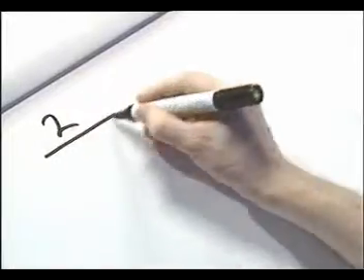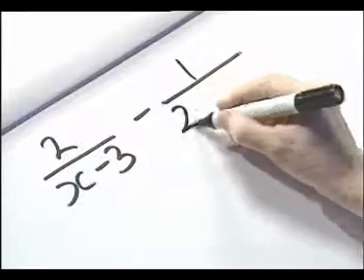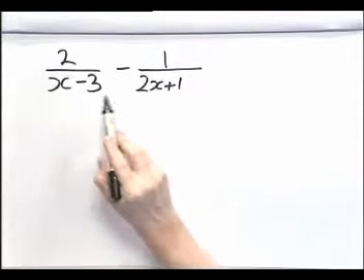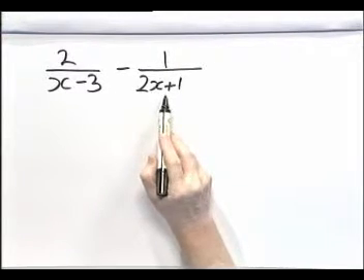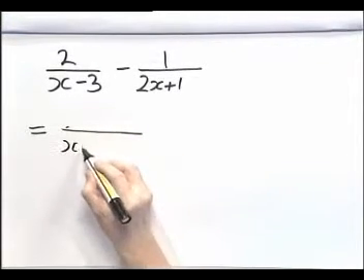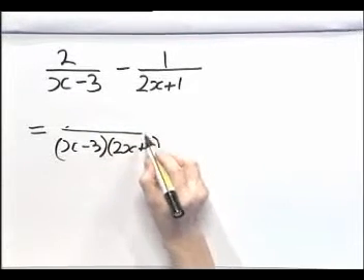I'd now like to look at how we add and subtract fractions. Take, for instance, these two fractions. In order to add these two fractions together, we need to find the lowest common denominator. In this particular case, it's x minus 3 times 2x plus 1. So we say that this sum is the equivalent of, in the denominators, we are going to have x minus 3 times 2x plus 1.